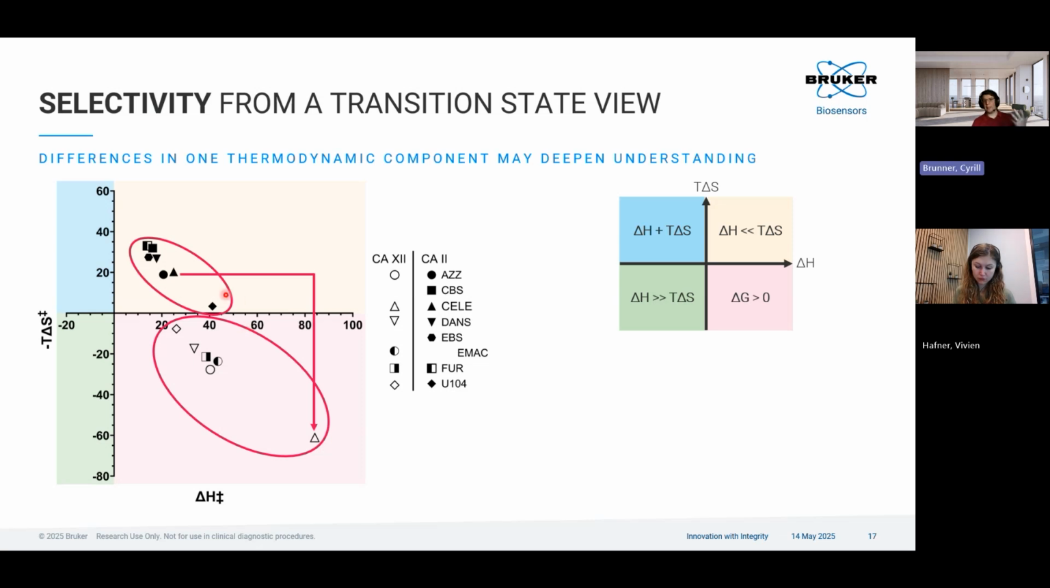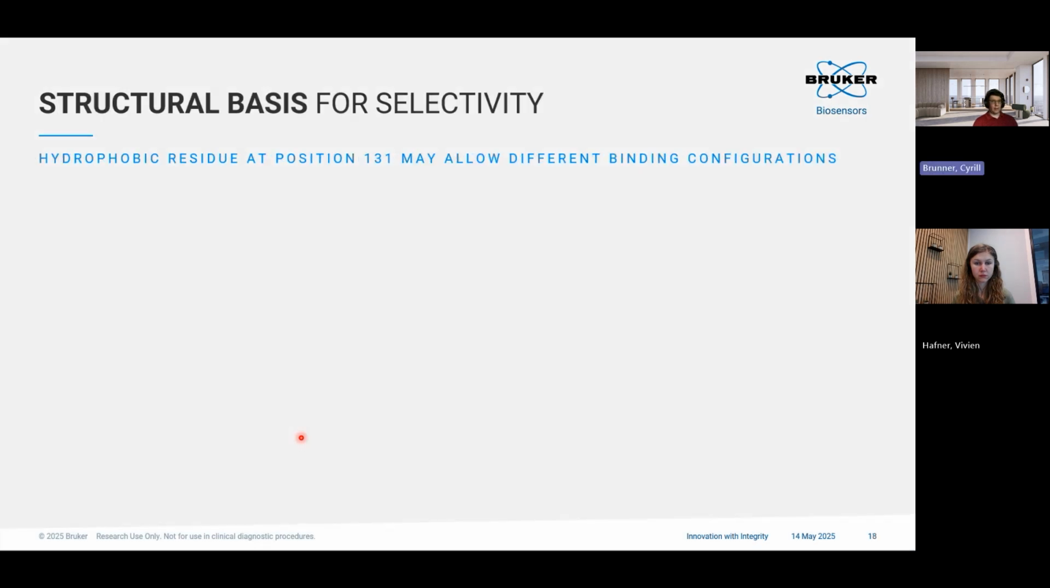An interesting example, as a kind of picking that out, for instance, you see celecoxib. You remember, entropically driven compound. The entropic contribution is decisive for this compound. However, there's a difference between binding to CA2 and CA12. So in CA2, we land here in this third quadrant, and CA12 in the fourth quadrant. So the impact is obviously a different one. There's a question now, why might that be the case?